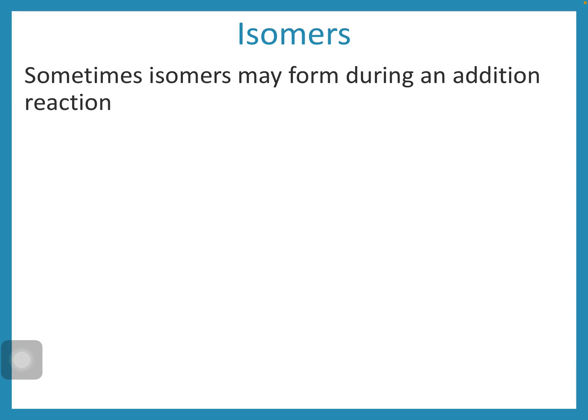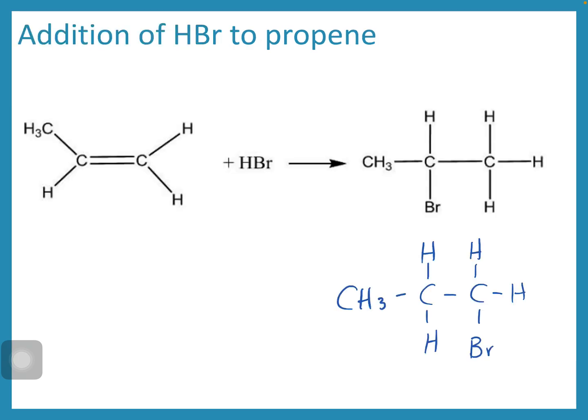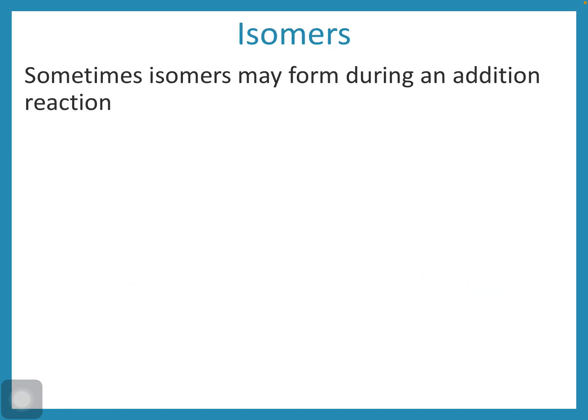Because they have the exact same chemical formulas. So both of them have 3 carbons and 3, 4, 5, 6, 7 hydrogens and 1 bromine. So 1, 2, 3 carbons, 3, 4, 5, 6, 7 hydrogens, and 1 bromine. So they have the exact same atoms making them up. They have the same chemical formula, but the attachment is not the exact same. So we have different names for those molecules. So those are isomers of each other.